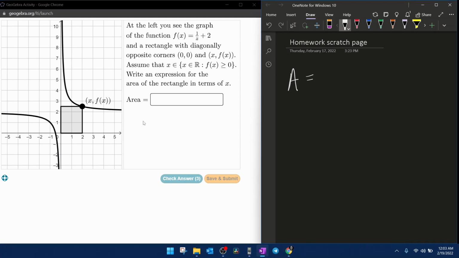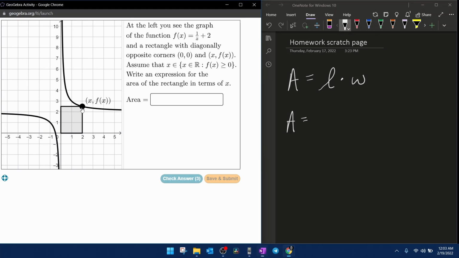So what you need to know is that the area of a rectangle is length times width. In this particular problem, the length would be the distance from 0 over to where this side is. And if I drag this point, looking at this ordered pair here, I can see that this length down here is simply the x-coordinate.